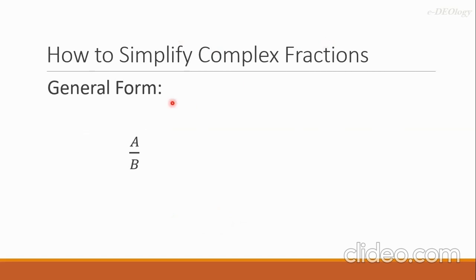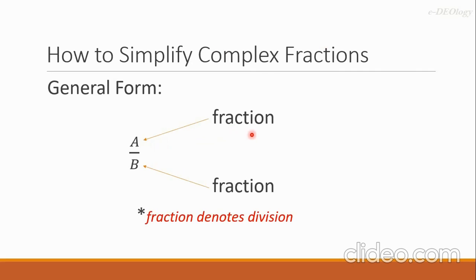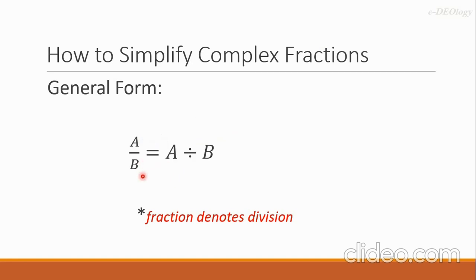At first, let us understand the general form, and that is A over B. A can be a fraction, or B can be a fraction, or both are fractions. Please note also that a fraction denotes division. So A over B can be written as A divided by B.